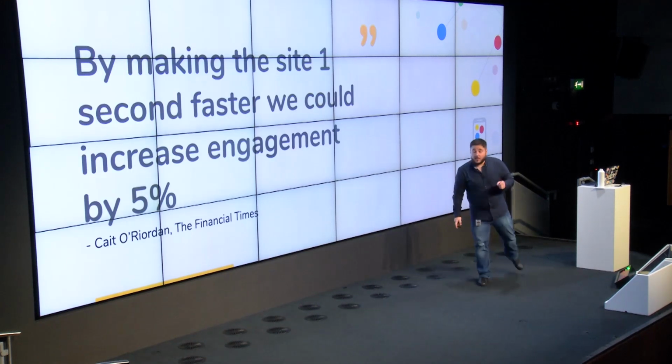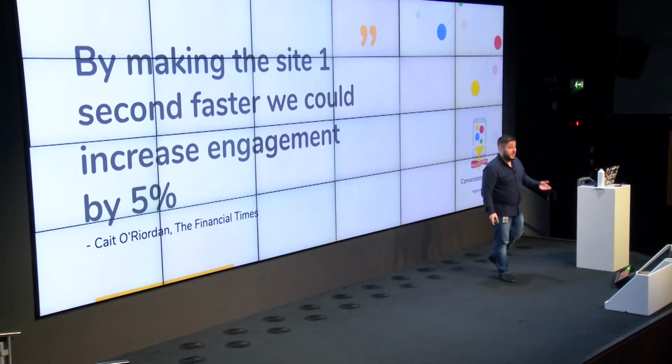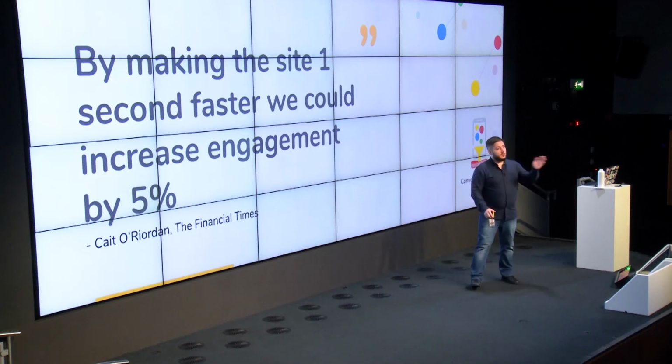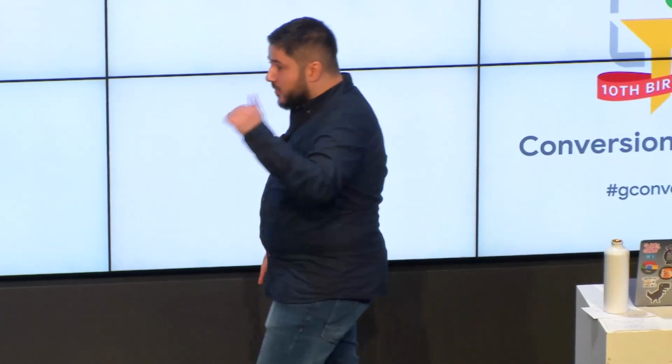But what they found is that by making their website 1 second faster, they increased engagement for everyone. So if someone was visiting 4 times, they've pushed them to 5, or something like that. So it's really important to be technically fast, right? Optimizing your site is a really critical thing. Conversely, the opposite is also true.